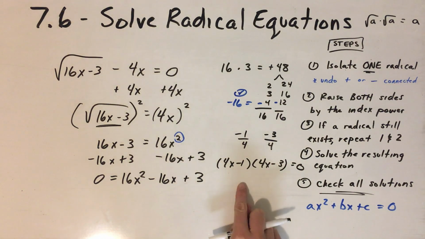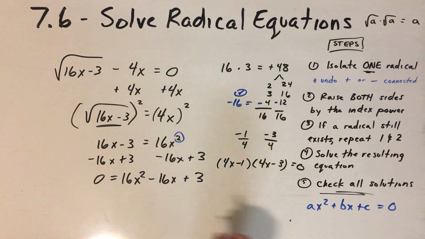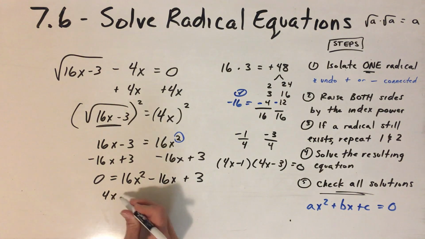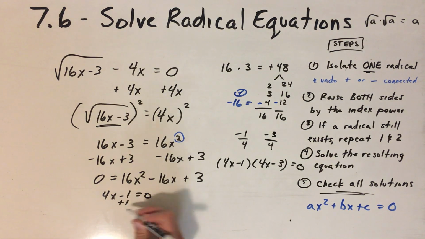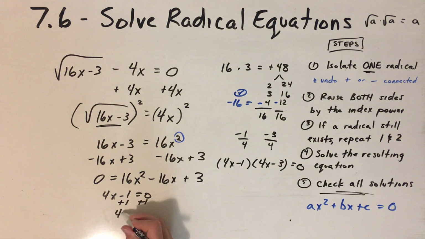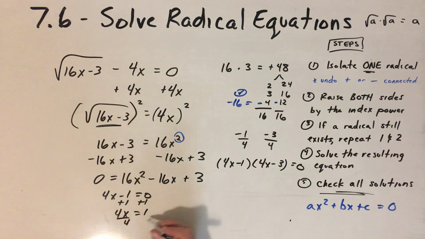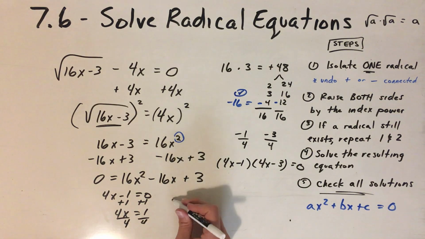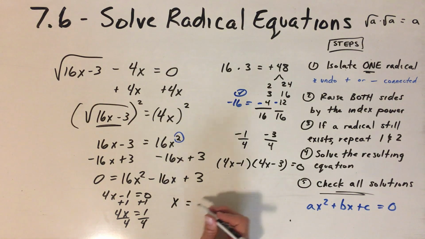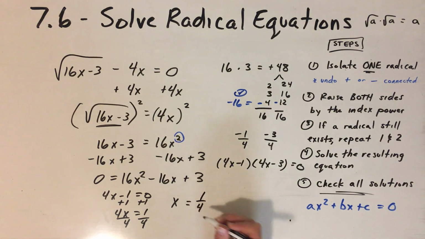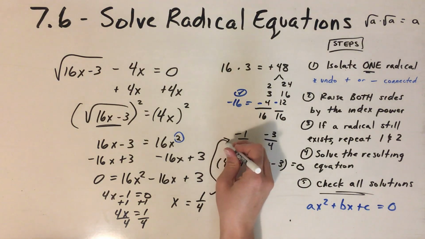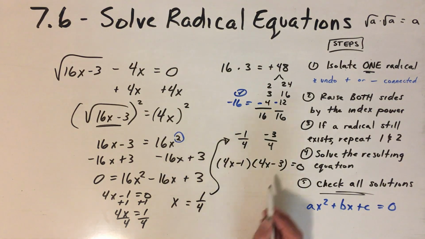Now what I want to do is set each factor equal to 0. So if I set 4x minus 1 equal to 0, and I solve for it, I'd get that 4x is equal to 1. So x is going to be equal to 1/4. So I want you to notice here that it's 1/4. And if I solve this one for 0, I'm going to get 3/4.